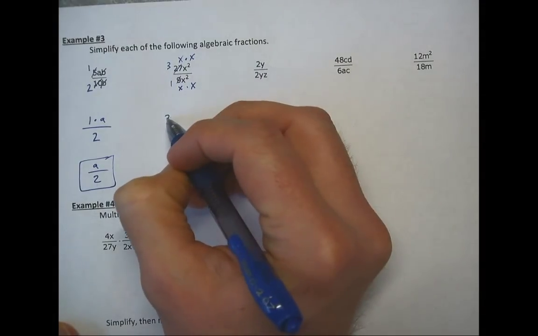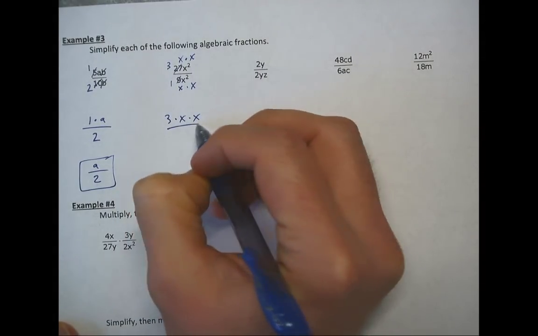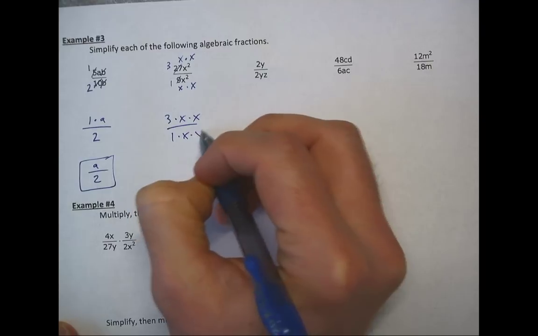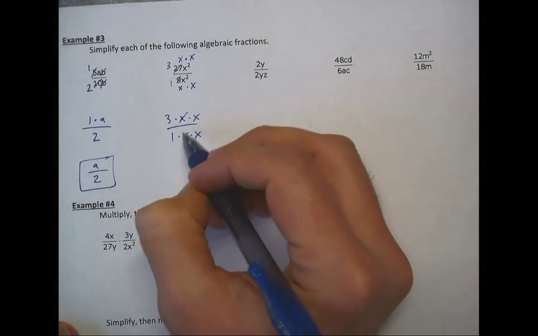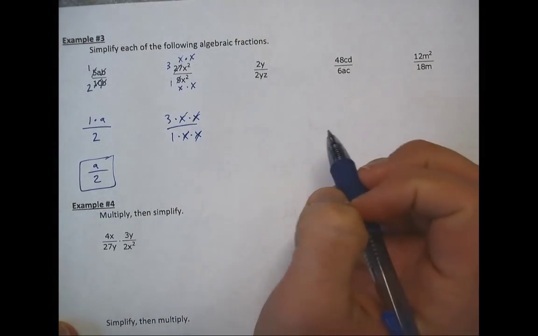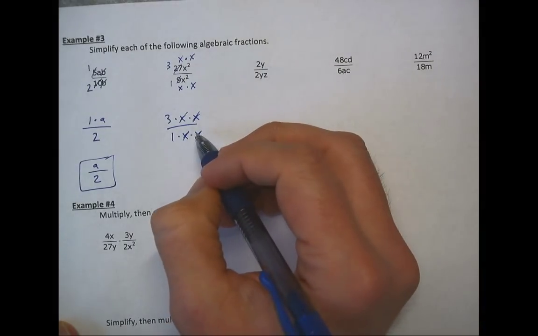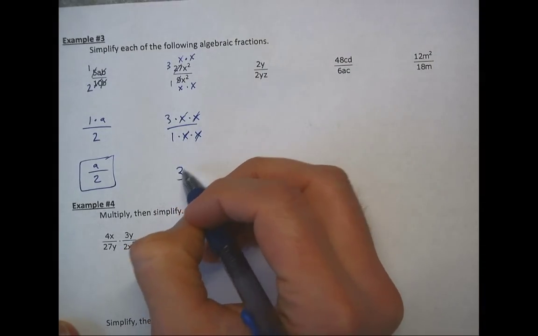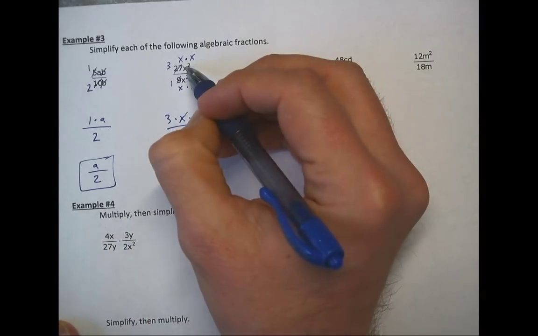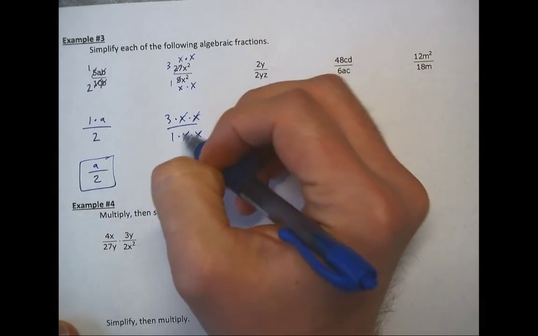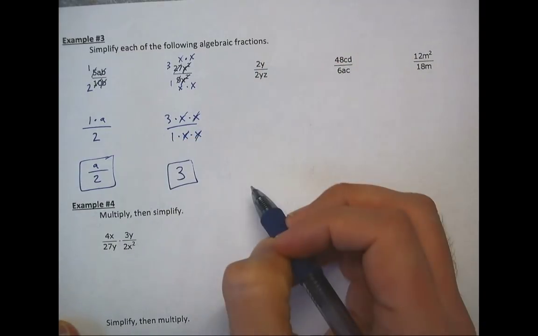So right now I have 3 times x, and I have 1 times x. So these two x's cancel, and these two x's cancel, leaving me just 3 over 1, which is just 3. So if you have x squared over x squared, you don't have to write it all the way out like this. And x squared will cancel another x squared.